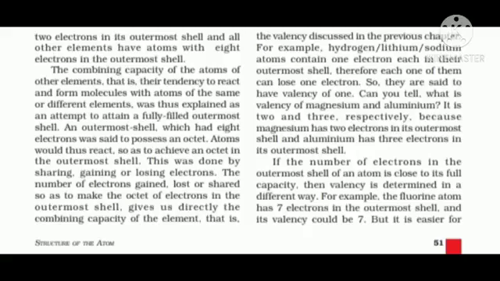Of these inert elements, except helium, all the other inert gases have 8 electrons in the outermost shell. Helium atom has 2 electrons in its outermost shell. The combining capacity of the atoms of other elements, that is, their tendency to react and form molecules with atoms of the same or different elements. For example, a hydrogen atom combines with another hydrogen atom to give a hydrogen molecule. Here, they share 1 electron each.